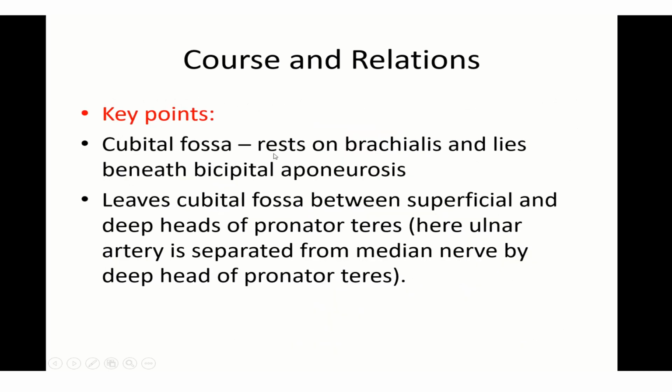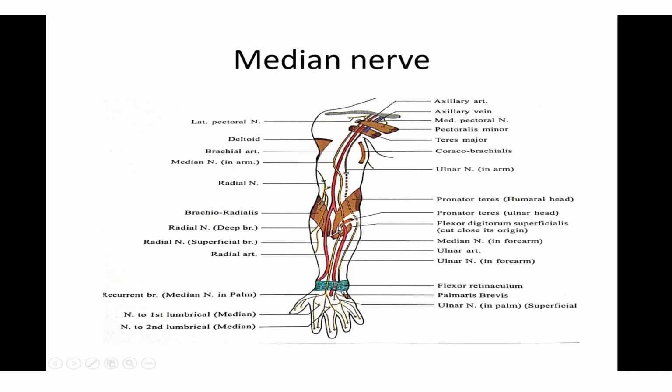So in the cubital fossa, the median nerve rests on brachialis and lies beneath bicipital aponeurosis. Then it leaves cubital fossa between superficial and deep heads of pronator teres. So here ulnar artery is separated from median nerve by deep head of pronator teres, as I have shown earlier in the diagram. So this is the ulnar artery which is separated from median nerve. So it is separated by pronator teres.